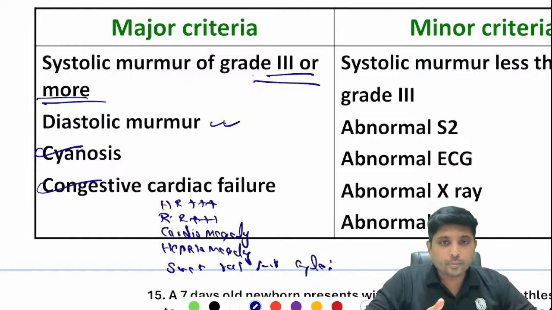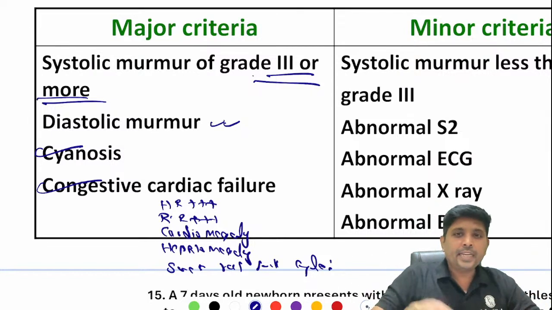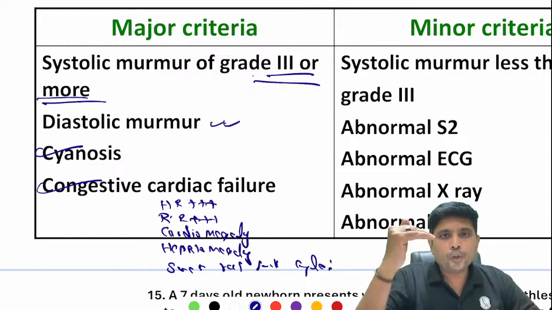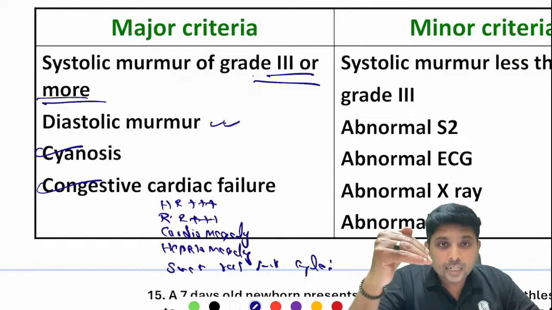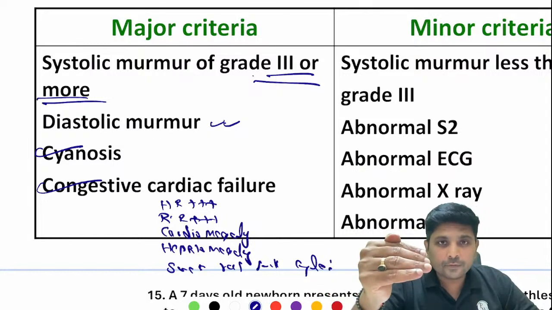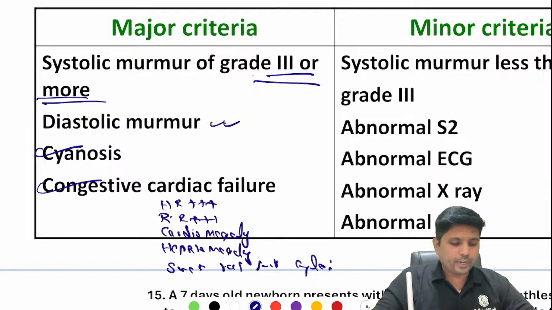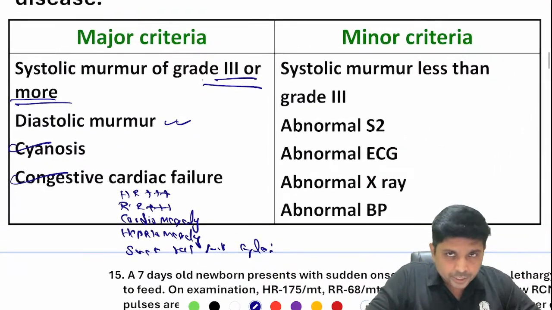Why does a systolic murmur of grade 1 and 2 not come under major criteria? The answer is very simple. Even in severe anemia, you have a decrease in viscosity, so an increase in velocity, as a result of which you can have a hemic murmur in anemia. That's why only a systolic murmur of grade 3 or 4 comes under major criteria.